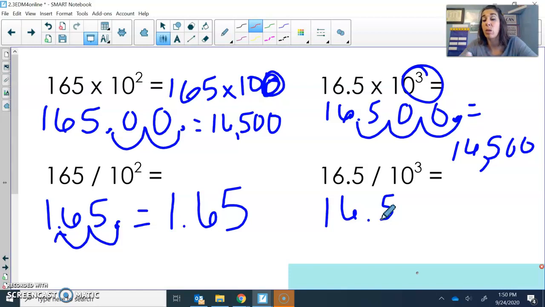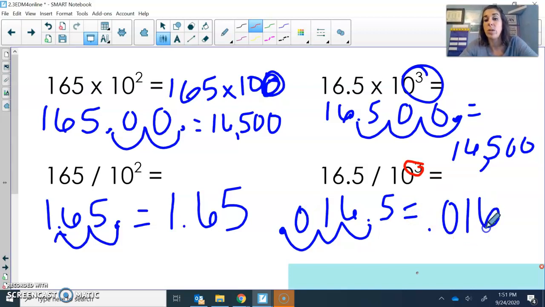What if I did 16 and 5/10 divided by 10 to the third? Remember, I need then 3 loops, this part tells me, to the left. So I need to go 1, 2, 3, and my decimal point will move over here. Now, I need a place value holder 0 to go there to fill the empty loop. So I am going to have the number 165 10,000ths with my decimal at the very beginning. Now it is your turn to try a few of these.